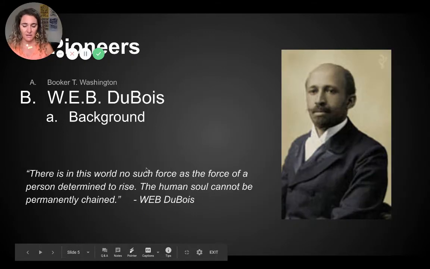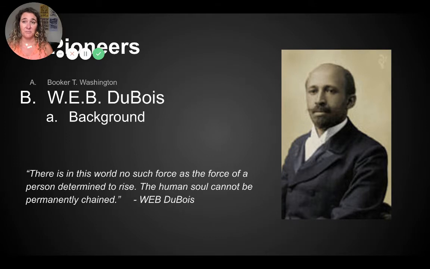Okay, and our next pioneer that I want to mention is W.E.B. Du Bois. W.E.B. Du Bois was different than Booker T. Washington in that he was born into an upper middle class neighborhood. So he didn't see the same type of racism or experience the same early life and childhood that Booker T. Washington had.